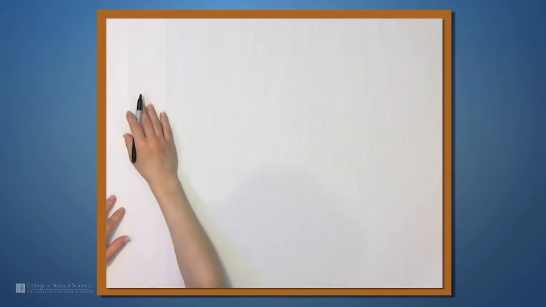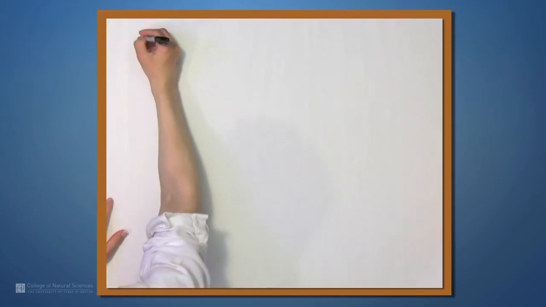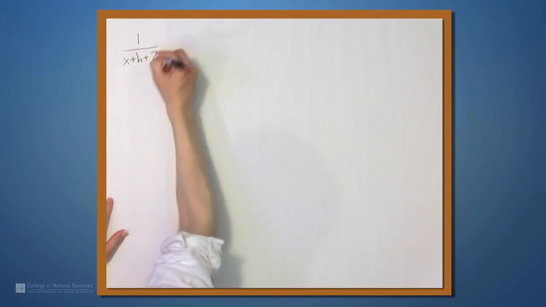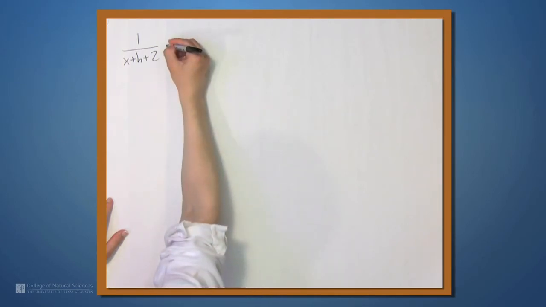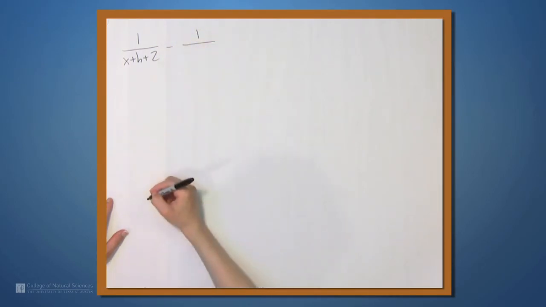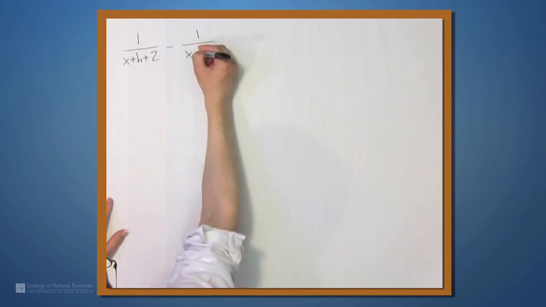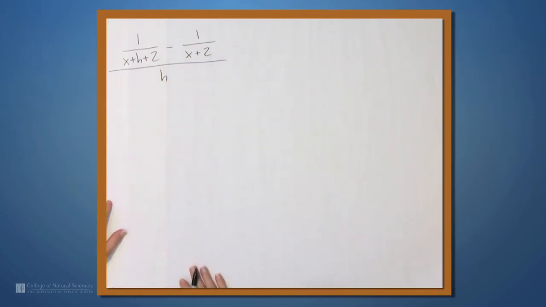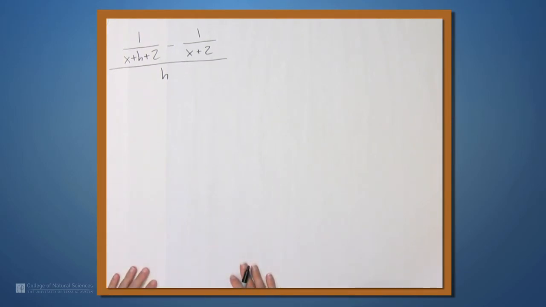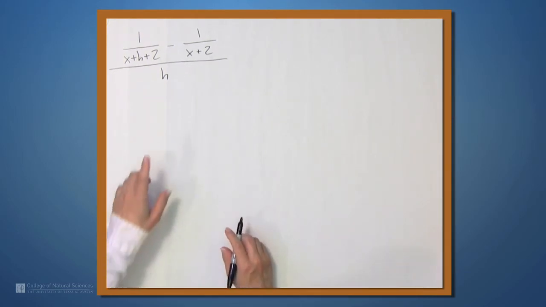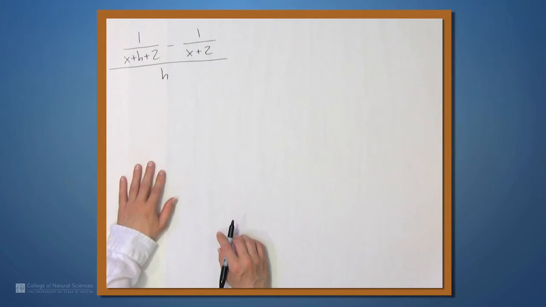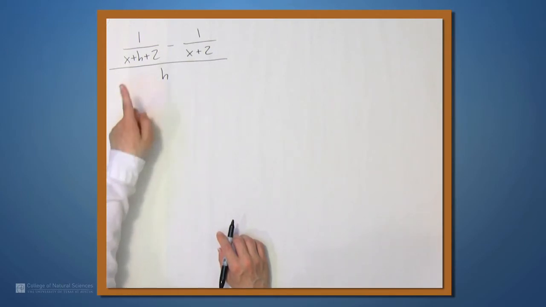So f of x plus h here is going to be 1 over x plus h plus 2. Then we're going to subtract f of x, so 1 over x plus 2. And now we have this whole thing over h. And we want to simplify, right? We just found the difference quotient, so in some sense we're done answering the question, but what we really want to do is simplify. So we should always think of these questions as saying find and simplify the difference quotient. We just found it, now let's simplify.